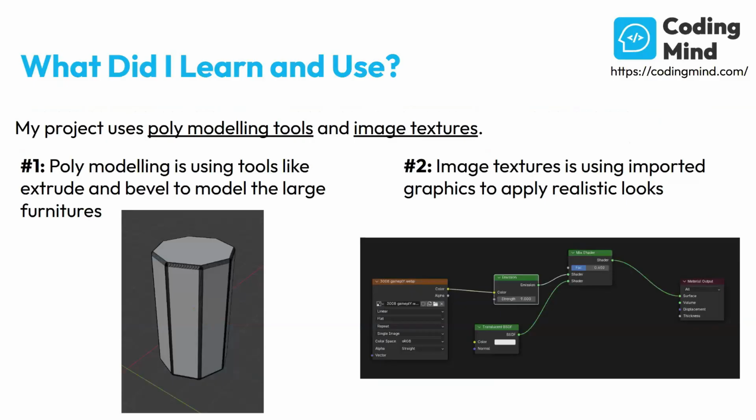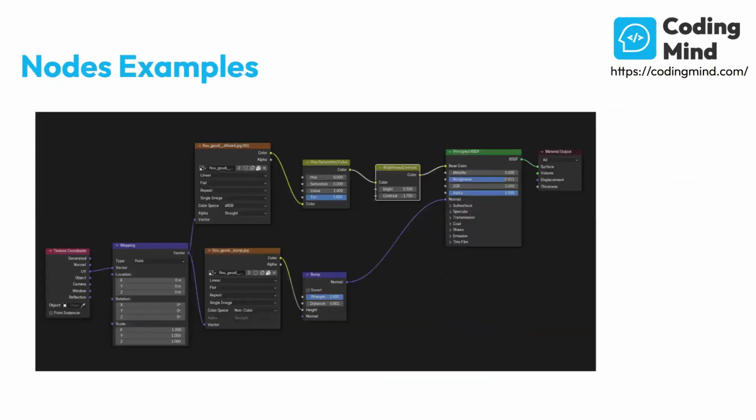What I did and what I used. My product used poly modeling tools and image textures. Poly modeling is using tools like extrude and bevel to model the large furniture. Image texture is using imported graphics, applying them to give realistic looks.